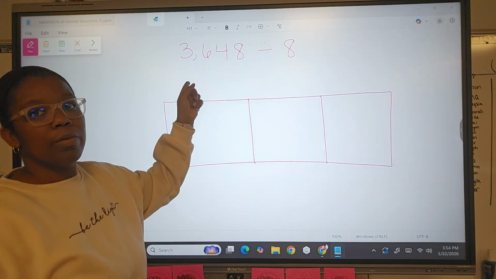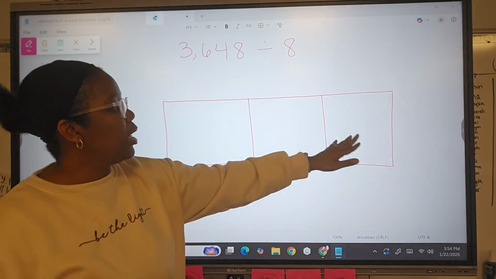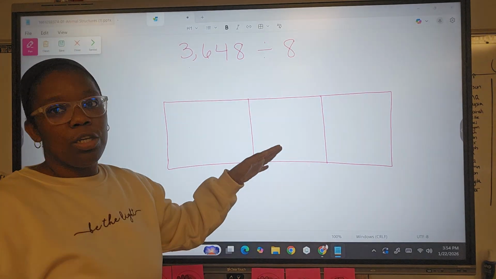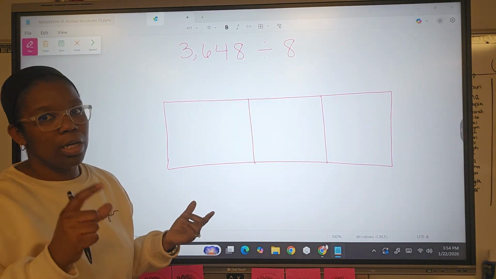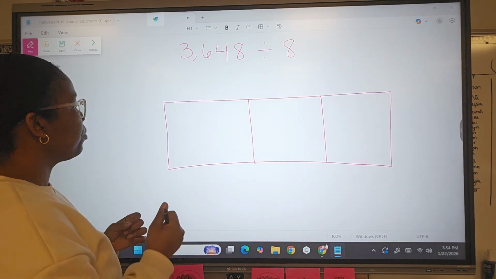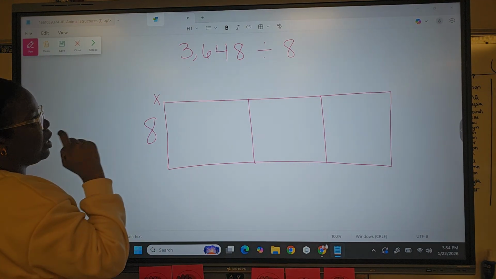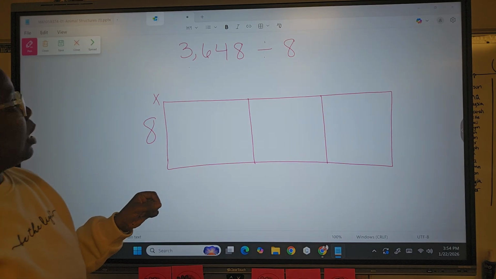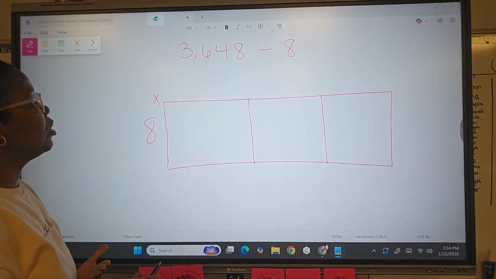So I'm going to start with 3,648 divided by 8. I've drawn out an area model. We are only going to use 3 parts for this, because we are going to be decomposing our number into 3 separate parts. So I'm going to start by putting my 8, my divisor, on the outside, and I'm going to break apart or decompose 3,648.